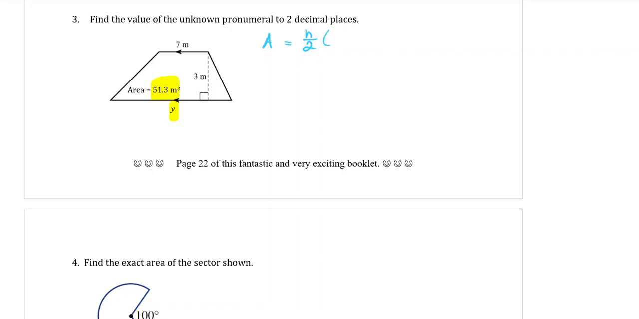h over 2 bracket a plus b. Then the height is going to be the 3. The a and the b will be the 2 parallel ones, which I will call the a the y and the b the 7. It doesn't matter if you do it the other way around. Subbing that into the formula, the area is 51.3 equals, the height is 3 over 2 bracket, a is y and b is 7, close bracket.